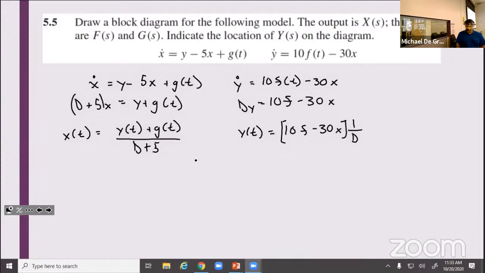We start off with our x dot and our y dot equation. Now, the specific thing about this is it says to indicate the location of y of s in the diagram. That is important because it gives you a clue as to what form this diagram needs to take. You need to have y of t in our case as some sort of output signal, right? And so if we take the x dot equation, do our algebra, and we get an expression for x of t. Now, that's not the transfer function, Dr. D. You're right, it's not. I stopped short on the transfer function.